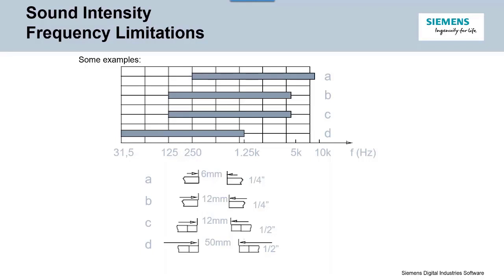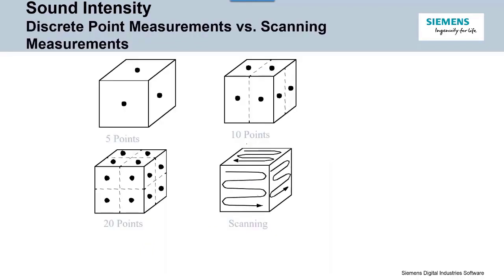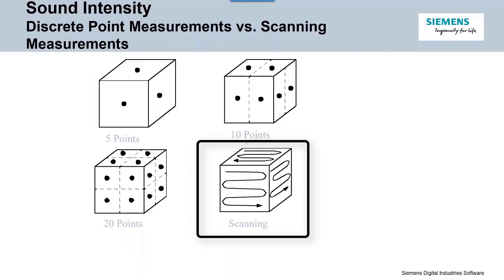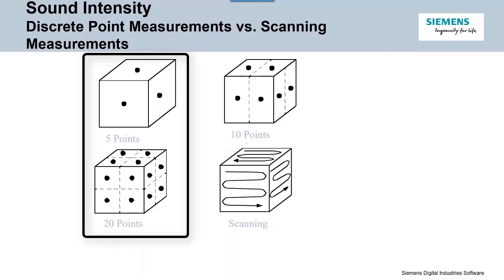Okay, next let's take a look at how to do the intensity measures. There are different techniques available to do this intensity measurement. One is called the discrete point method, and the next one is called the scanning method. In a discrete point method, you divide the surface area that is of interest to you into smaller areas, and you use the intensity probe to measure the intensity in these smaller areas or discrete locations.